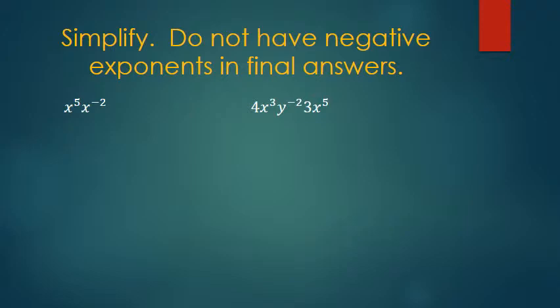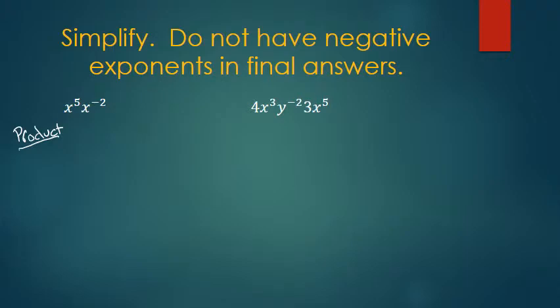Okay, so for the first one, we have x to the 5 times x to the negative 2. This is a product because we are multiplying the two values together. Sometimes you'll see a dot in between them. You may see parentheses, or they may be sitting right next to each other. All of those are products or multiplication.